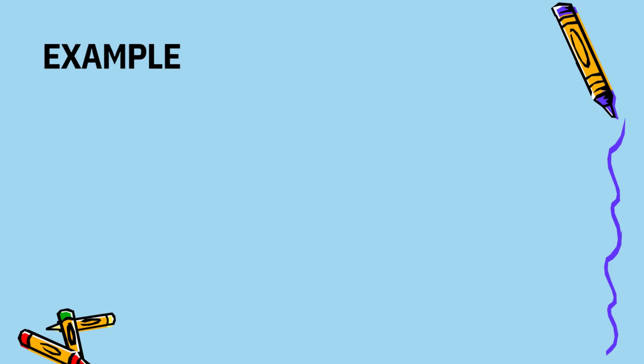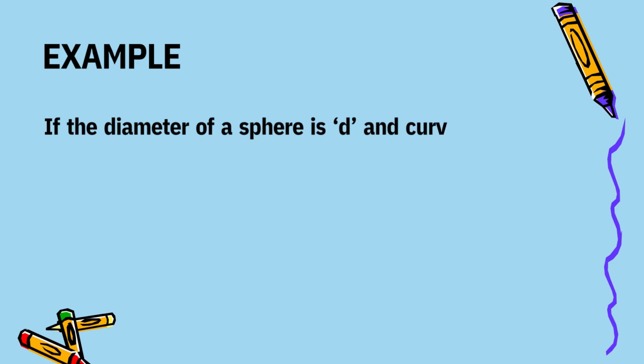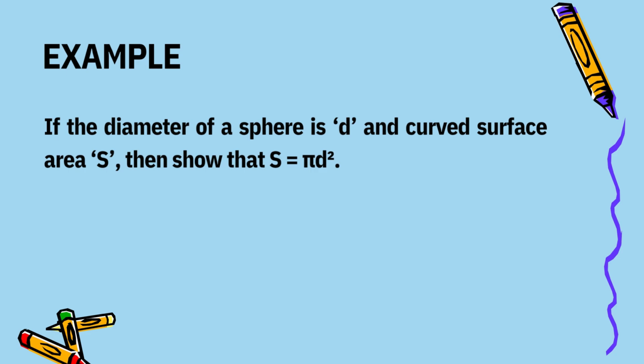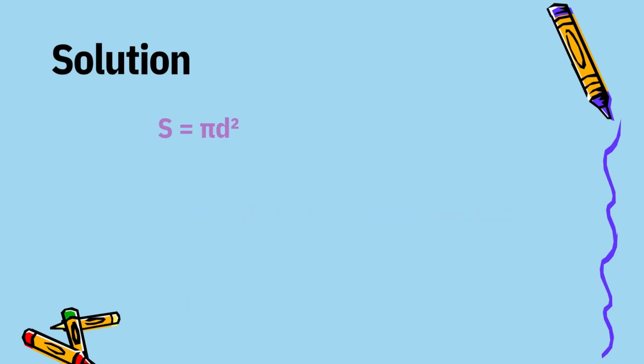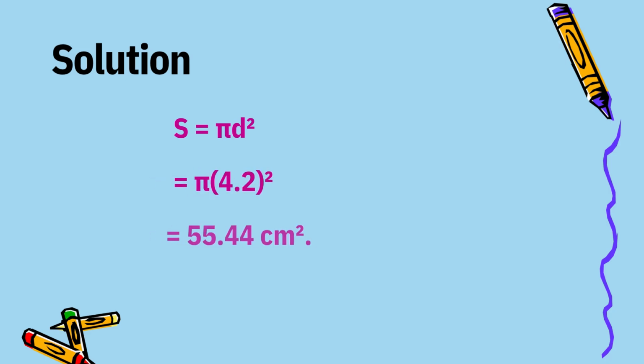Let's look at an example. If the diameter of a sphere is d and the curved surface area is s, we can show that s equals pi d squared. For a sphere with a diameter of 4.2 centimeters, the surface area would be calculated as s equals pi d squared equals pi times 4.2 squared equals 55.44 centimeters squared.